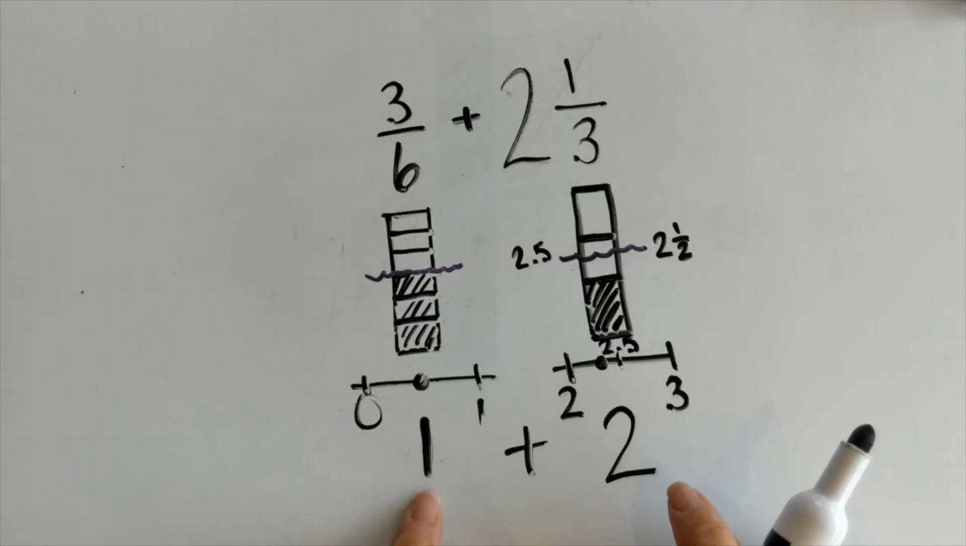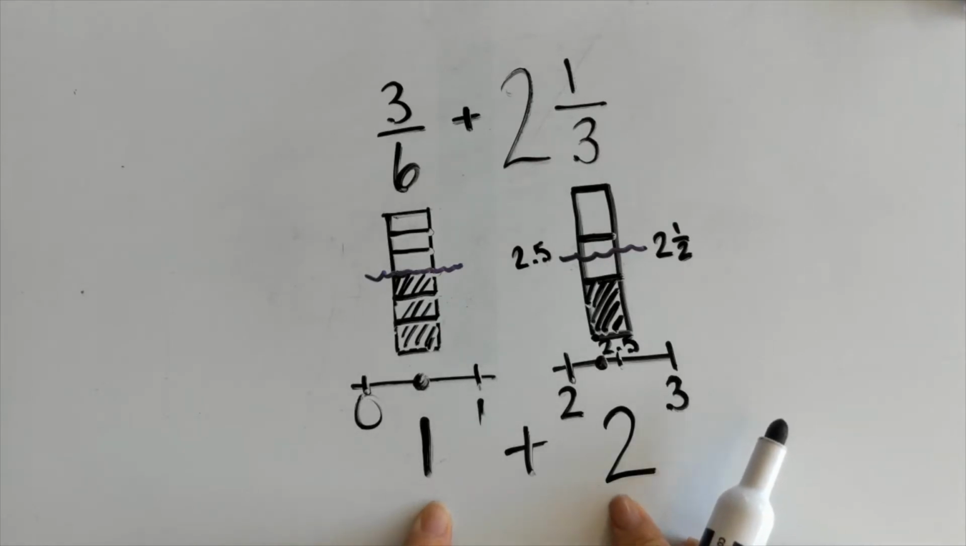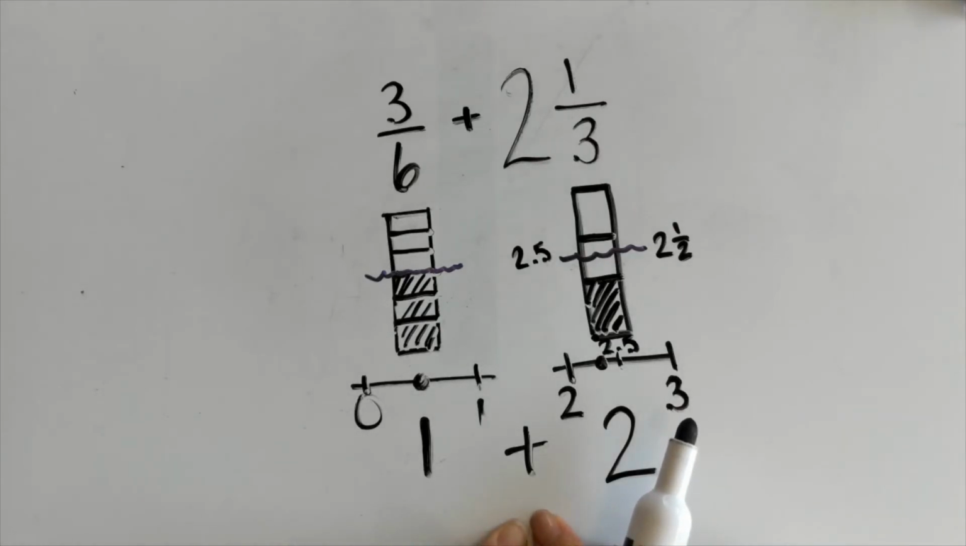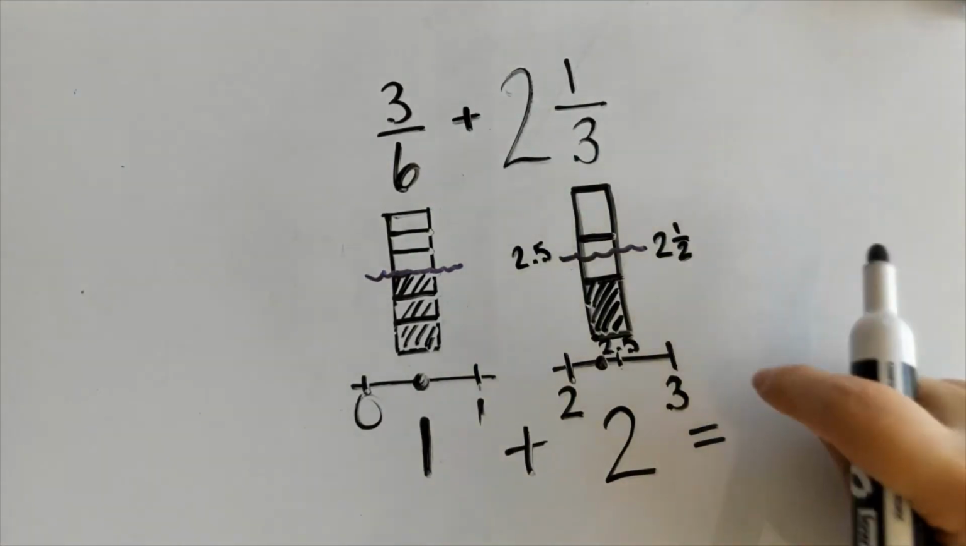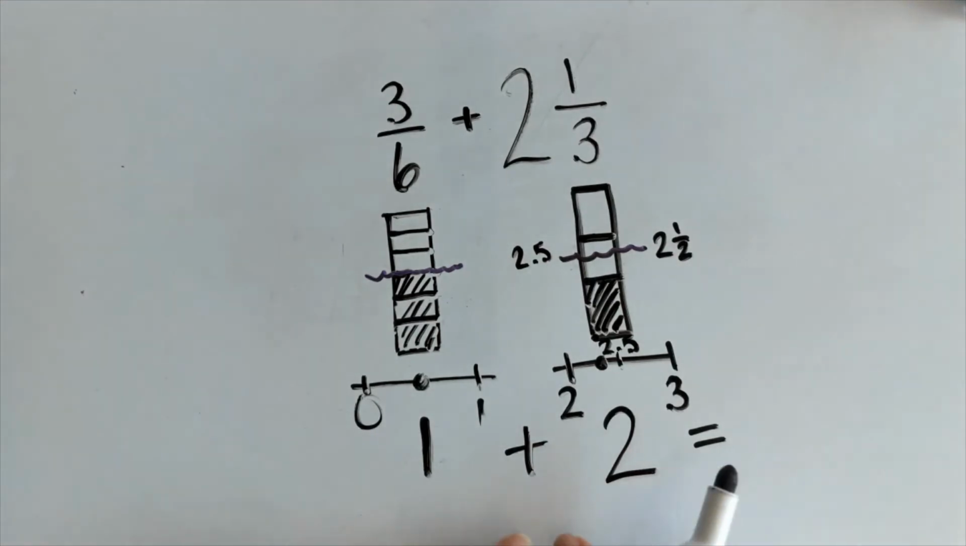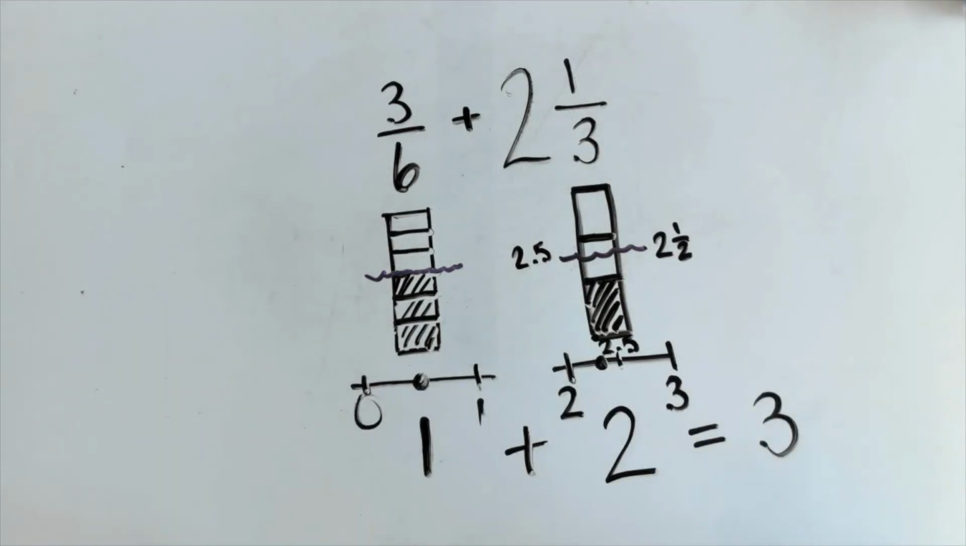So now, as you can see, this is the reason why I estimate. I ended up with a 1 whole and a 2 whole. These two numbers are a lot easier for me to add than these fractions. So that is why I estimated before I actually added the fractions, and now when you add, you will get 3, and that is your answer.